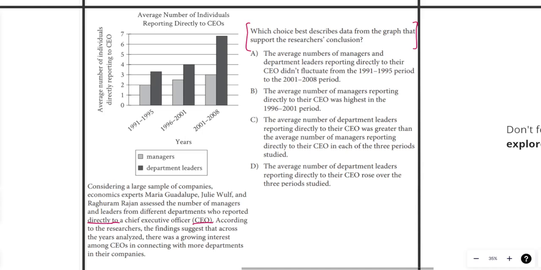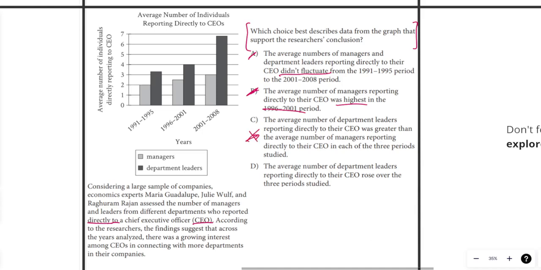If we look at the answer choices, this one says it didn't fluctuate, which doesn't really make sense because it increased. Highest in this period, that is also untrue. It was actually highest in the latest period. Average number of department leaders reporting directly to their CEO was greater than the average number of managers reporting directly to their CEO. That is true, which makes it difficult, but it doesn't talk about the researcher's conclusion. So that would be like a trap answer, right?